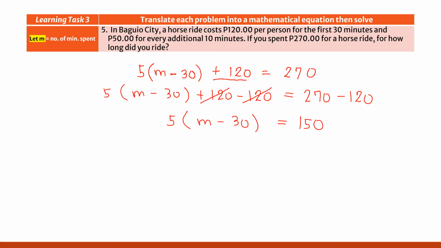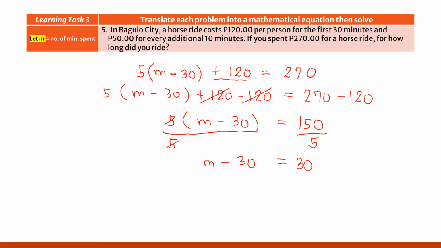So, from this equation, pwede nating i-apply yung division property of equality. So, hindi na natin i-distribute yung 5 sa m at 5 sa negative 30. Ang gagawin na lang natin, i-apply natin agad yung division property of equality. So, divide natin ang equation by 5 and then by 5. Para na sa ganun, makancel natin ito. Okay? So, ang natira na lang natin ay m minus 30. So, what is 150 divided by 5? Well, pag kinompute natin, ang sagot nito ay 30.